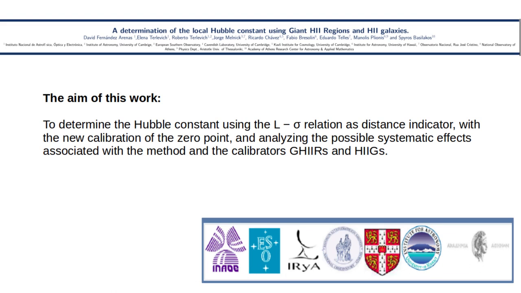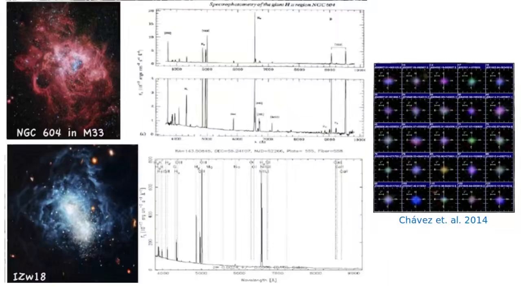Hubble constant, using the correlation between the luminosity and velocity dispersion of the Balmer emission lines, followed by giant HII regions and HII galaxies. HII galaxies are compact massive recent bursts of star formation in HII galaxies. The optical spectra of HII galaxies are similar to those of extragalactic giant HII regions, characterized by a strong emission line with a very low stellar continuum.